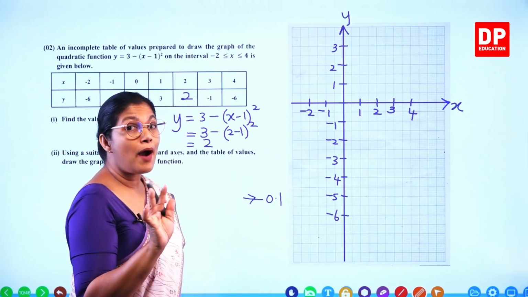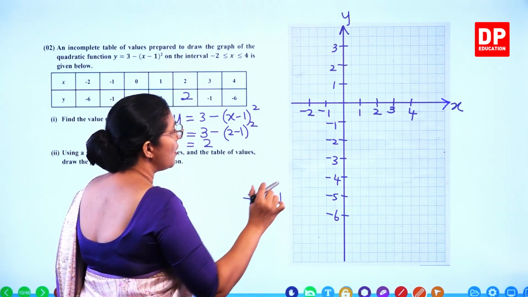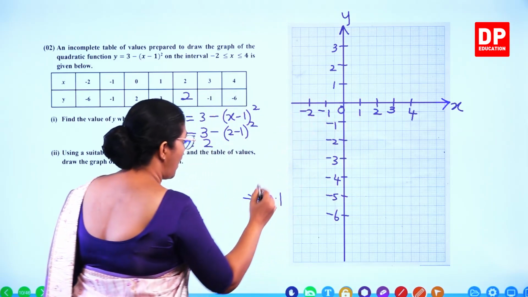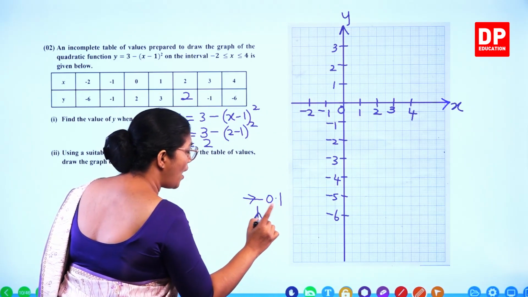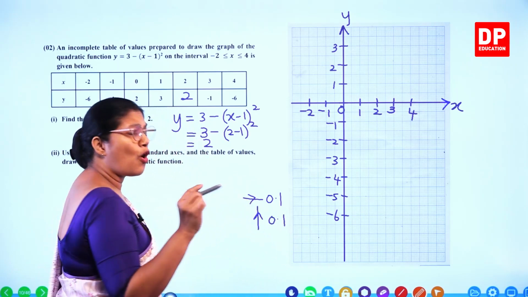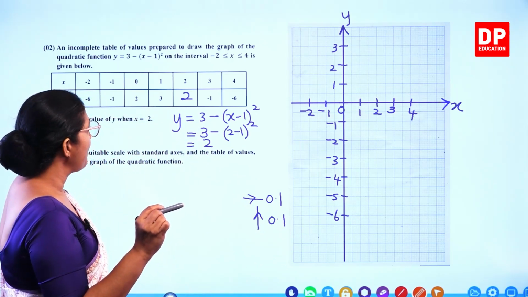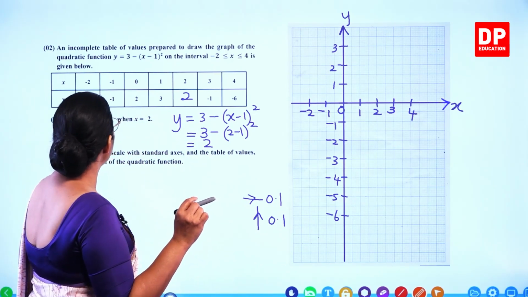So you get 1 mark for the scale. What's the scale we used? The y-axis also uses 10 squares for 1 unit, so one small square is 0.1. Now let's mark the points.